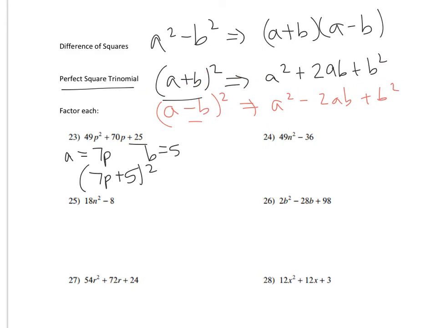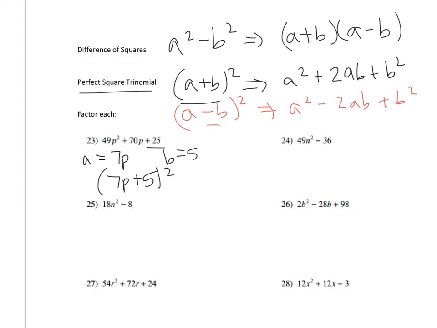Okay, number 24. I try to do the greatest common factor. I can't. So then this is difference of squares right here. I can take the square root of this and the square root of this. So it's going to be 7n plus 6, 7n minus 6.